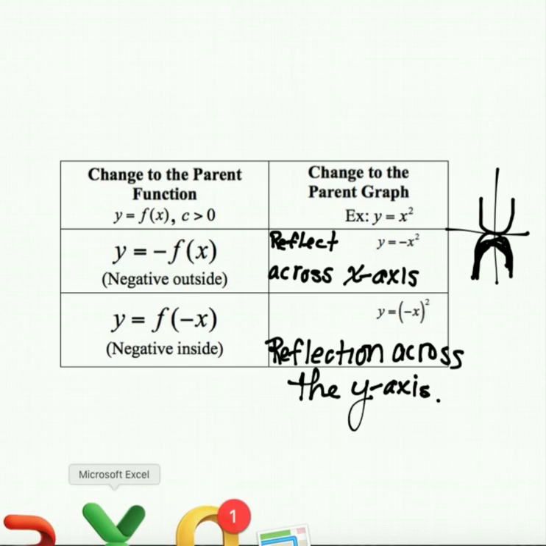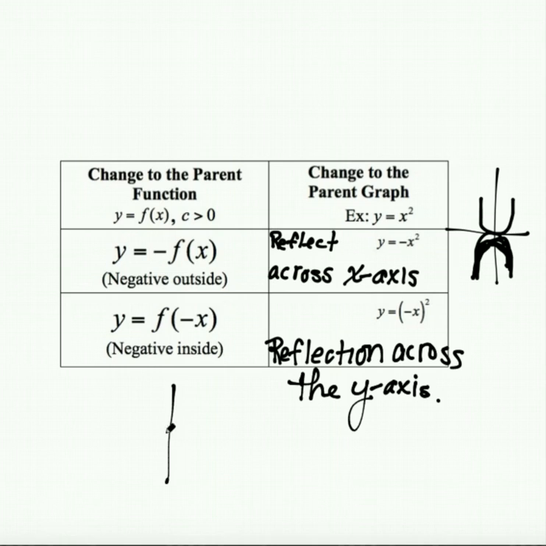It's really hard to see a reflection across the y-axis in this particular example. So let me show you. We know our basic parabola looks like that. Now, a reflection across the y-axis is going to give us the same exact parabola. So again, it's very hard to see in x squared, but you're going to see later when we're dealing with different parent functions that you will be able to visually see that reflection across the y-axis.